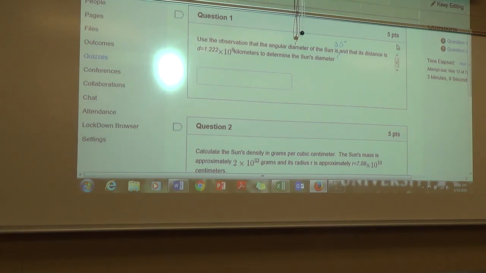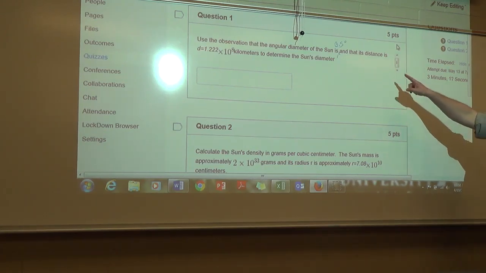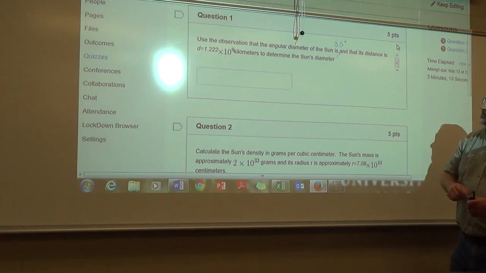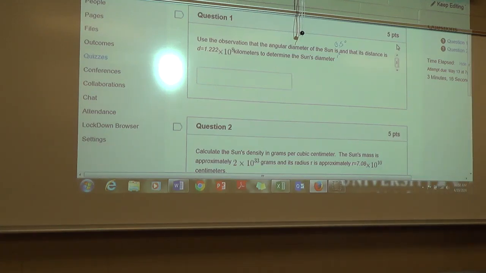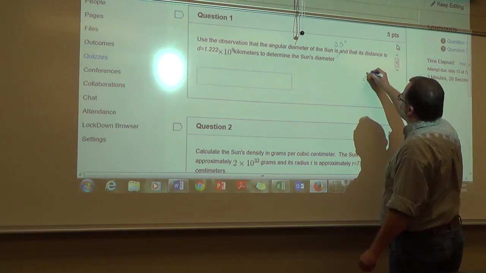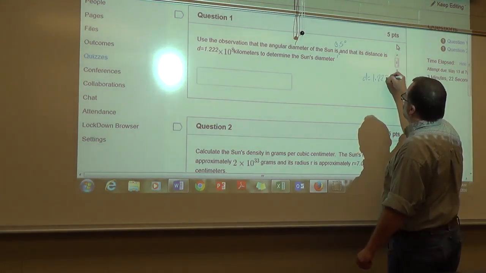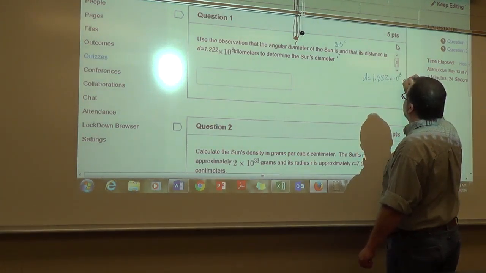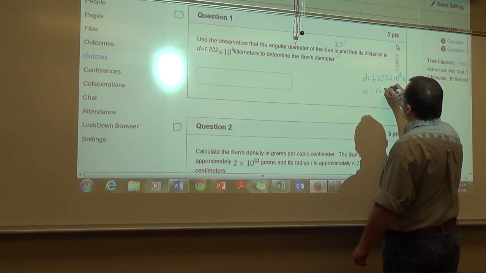All right. So diameter is half a degree. Distance is 1.22 times 10 to the 8 kilometers. Right? So distance, 1.22 times 10 to the 8 kilometers. And its angular diameter, alpha, is 0.5 degrees.